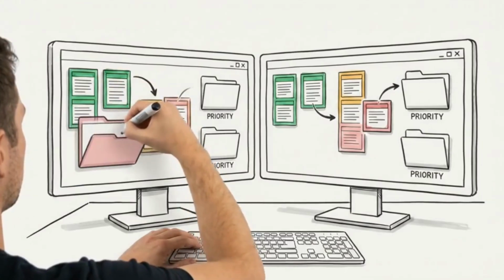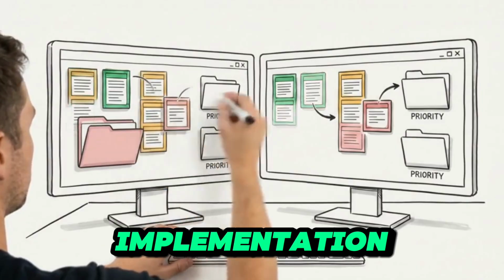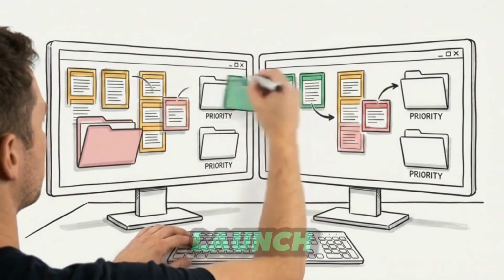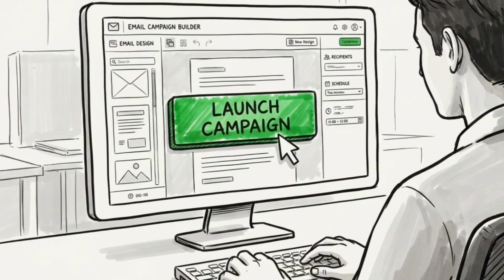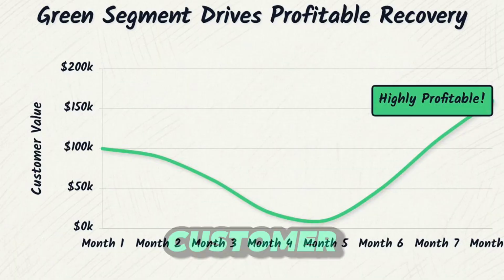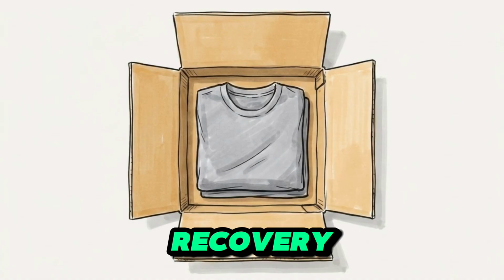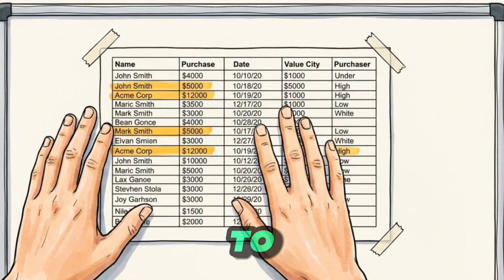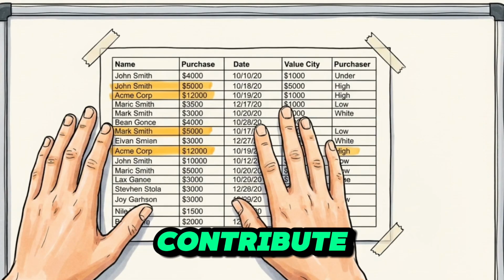Your immediate next step is implementation. Take that list and launch your first tailored campaign, focusing exclusively on winning back that profitable green segment. Retention efforts continue even after a customer goes quiet. Effective recovery relies on mathematical discipline to rebuild relationships that actually contribute to the bottom line.